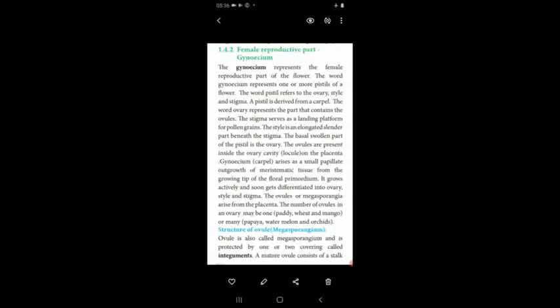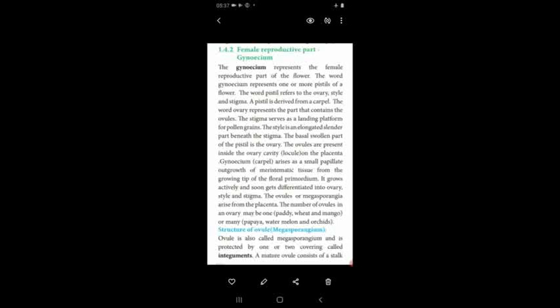Next we are going to see the structure of megasporangium, that is ovule. The ovule is also named megasporangium, which is protected by 2 coverings called integuments. Dear students, in 10th standard itself you have studied the structure of ovule. It's an important question both in theory as well as the practical. That one only we are going to see in this paragraph.